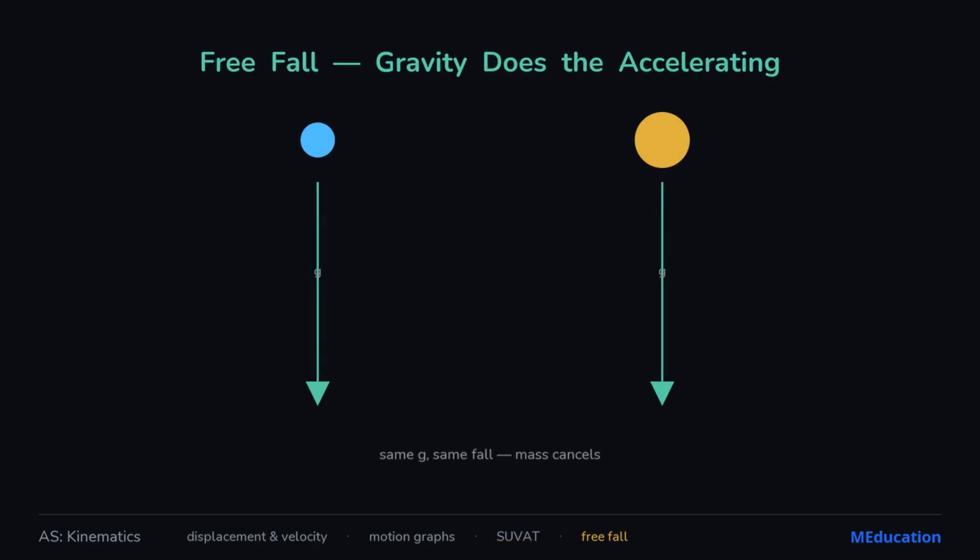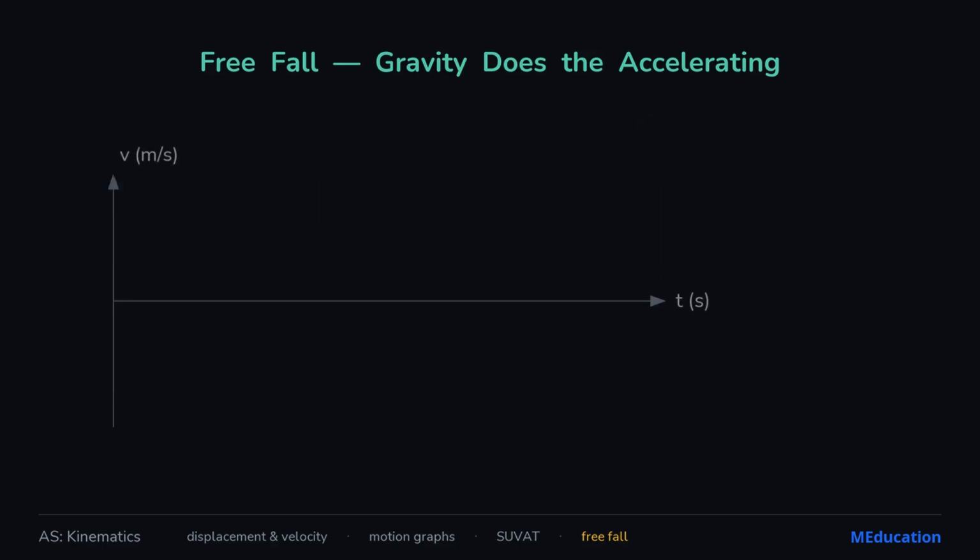Free fall is just Suvat with a fixed acceleration. g, about 9.81 meters per second squared, pointing down. Drop 2 objects of different mass in a vacuum, and they hit the ground together, because gravity gives every object the same acceleration regardless of its mass. Only air resistance breaks the tie.